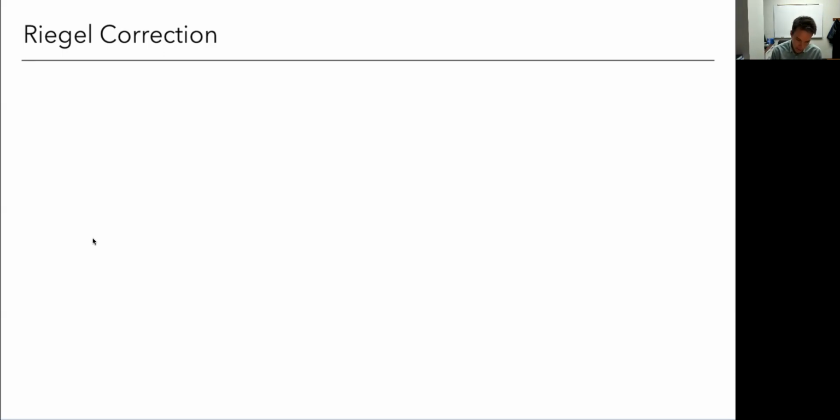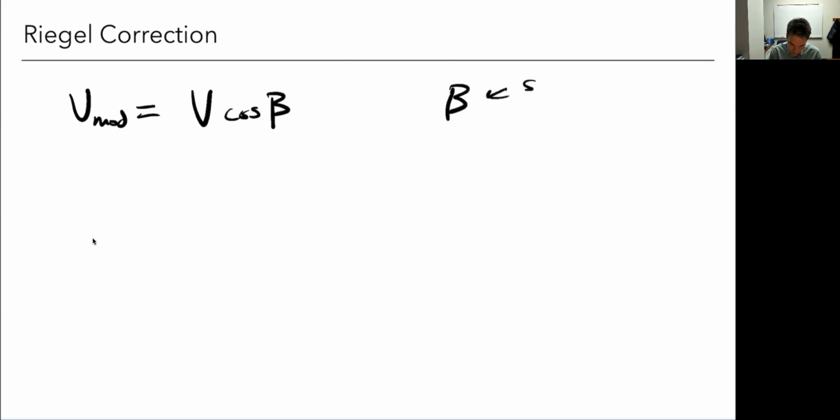So Riegels correction is a simple idea. It's not really even a physics thing per se, just a heuristic here, which is to say, let's say V mod is my modified velocity. It's my original velocity times the cosine of beta. Actually, I should just write it out. Beta is the local airfoil slope.